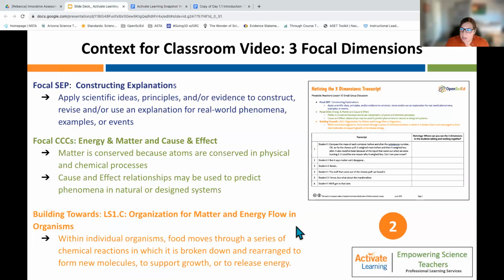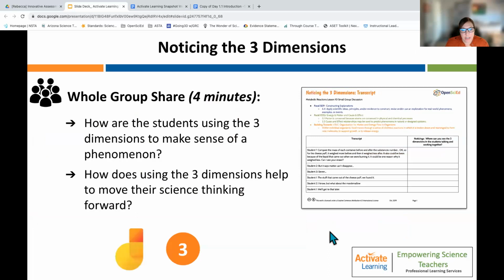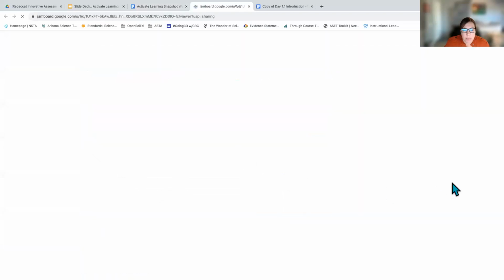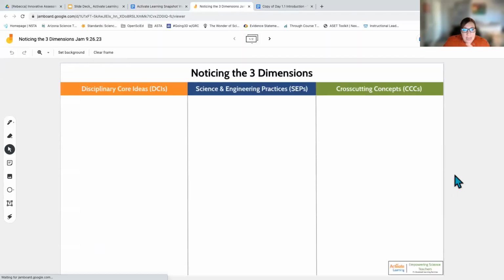And what I was thinking we could do to share was move into a Jamboard. So again, we're going to keep with the same questions we just thought about and move over to the Jamboard. Let me show you what it looks like. So number 3, I did give you the link to the video, but under that is the link to the Jamboard. And come on into the space.